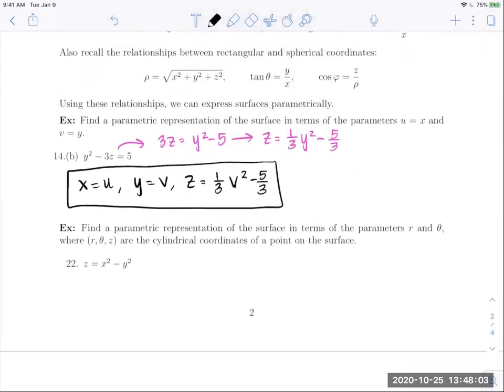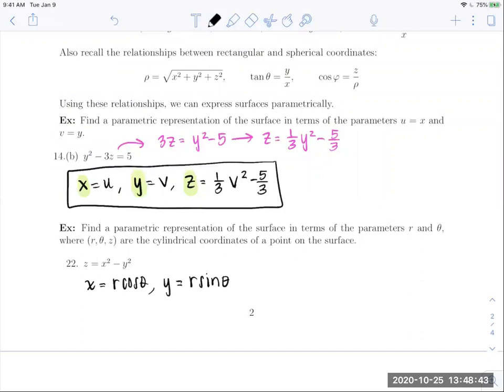All right, so let's go a different route. Let's use cylindrical coordinates to represent a surface parametrically. So what we want to do is we always want to come up with equations for x, y, and z because we're starting in rectangular coordinates. So how are x and y related to r and theta in cylindrical coordinates? Well, x is r cosine theta and y is r sine theta. Now in cylindrical coordinates, z is just z. There is no change in that coordinate.